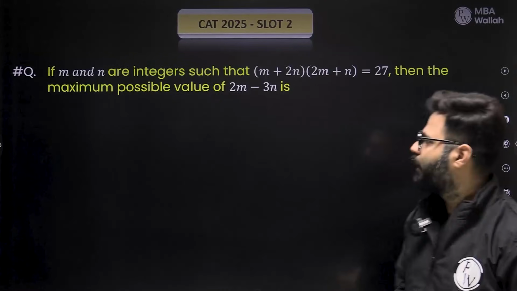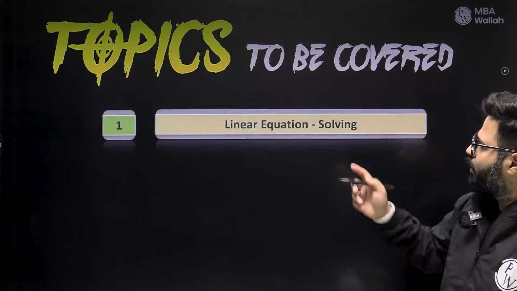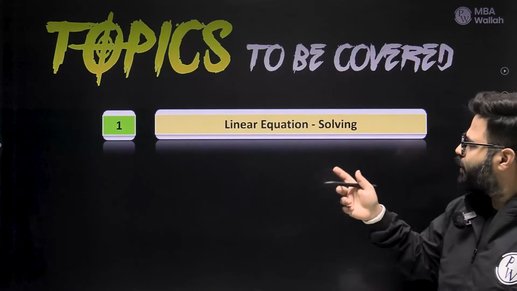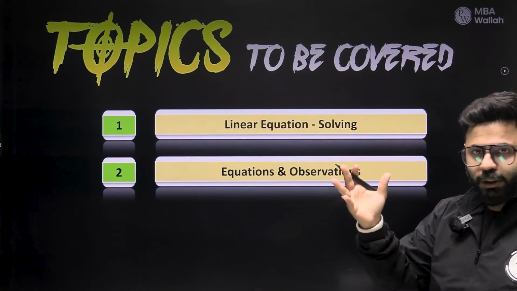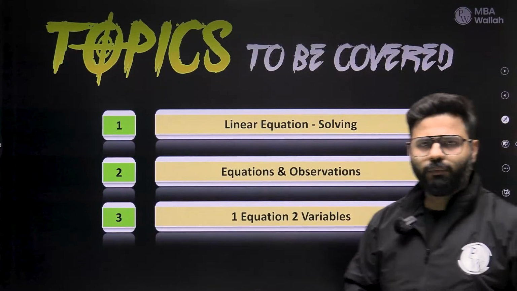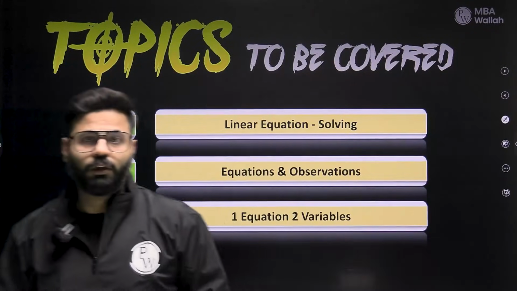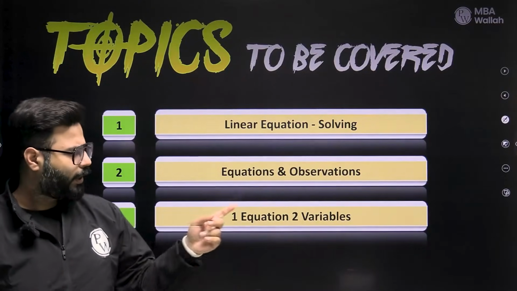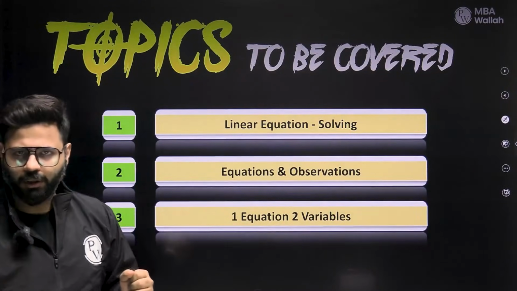Let's start. So guys, in this lecture, we'll talk about first of all solving the equations, then the observation game, and then by the end we'll see how one equation with two variables can be solved if there is certain extra information given to us.